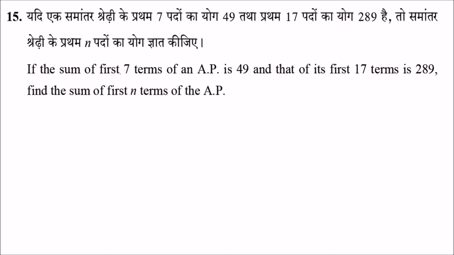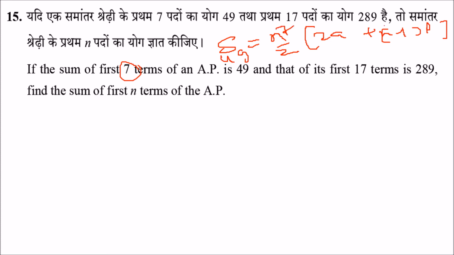If the sum of the first 7 terms of an AP is 49, and the sum of the first 17 terms is 289, find the sum of the first n terms. We know the sum is n by 2 into 2a plus n minus 1 into d. So for 7 terms, n equal to 7, the sum is 49. Then for the first 17 terms, the sum is 289, use 17 here, 2a plus 17 minus 1 into d.